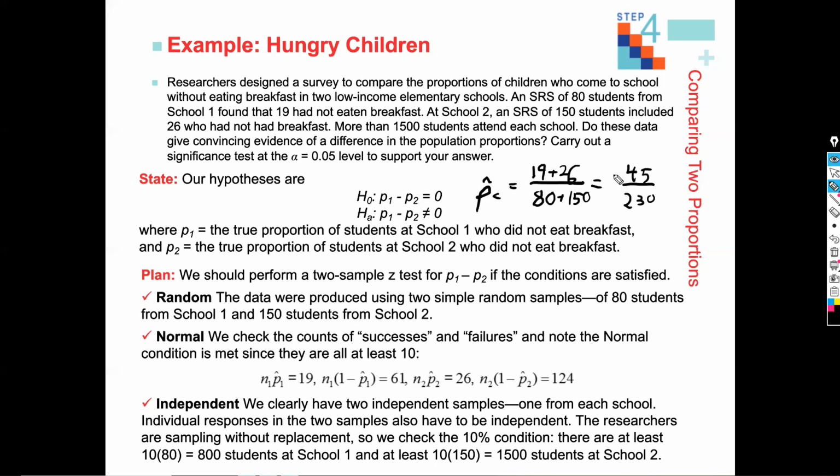So what we've done so far, just to recap: stated our null and alternative. We decided it was two-sided because of the word difference. We defined our P1 and P2. It says our alpha level is 0.05. So that's our step 1. Step 2, we said what kind of test we were doing. It's a two proportion Z test. And then we checked our 3 conditions: random, normal, and independent. Step 3, we're going to do our calculations.